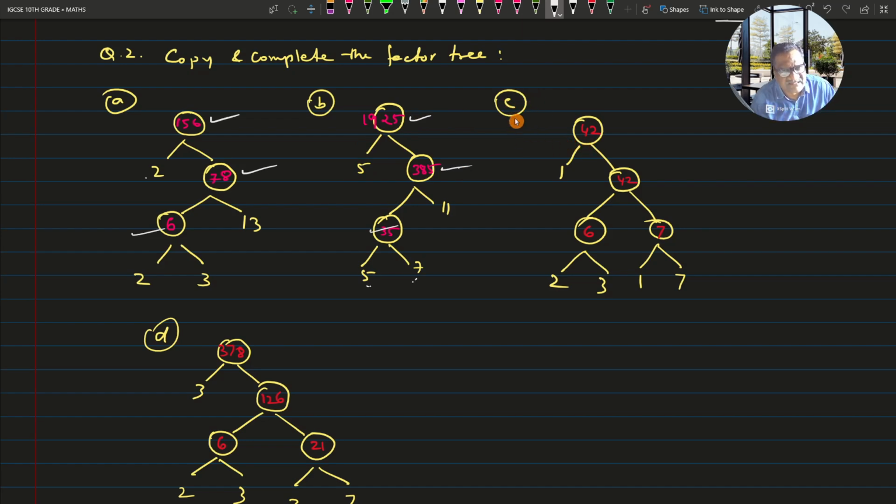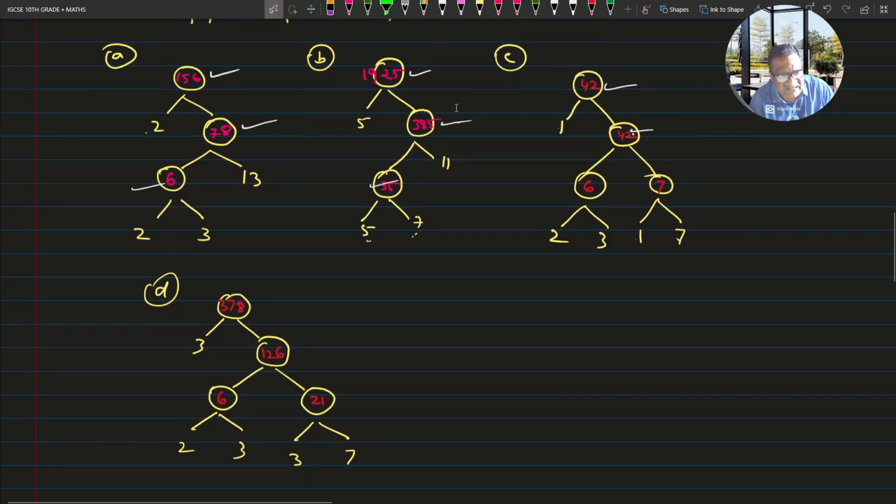Okay. C. 2 into 3 is 6. So I'll write a 6 over here. 1 into 7 is 7. So I'll write a 7 over here. Now these two circles I'll multiply. 6 into 7 is 42. So 42 I'll write here. And 42 and this one, 42 into 1 will be 42. So that I'll write over here.